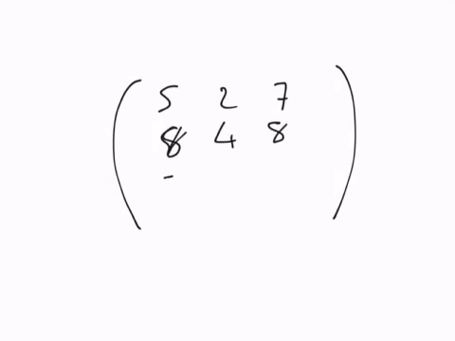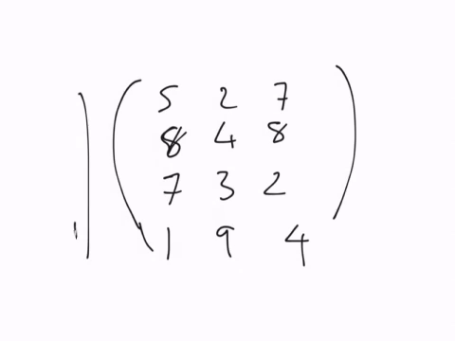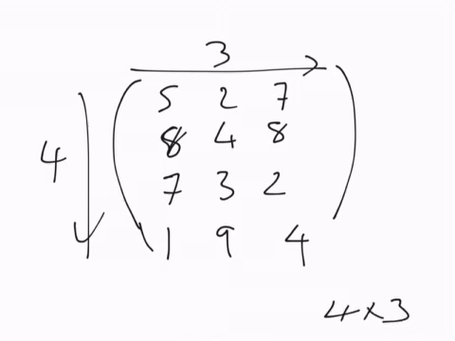So this is an example: 2, 1, 9, 4. And we say that this is a 4 by 3 matrix, and we write it as 4 by 3, because it's got 4 rows and 3 columns. The rows come first, and the columns come last. So this is a 4 by 3 matrix.